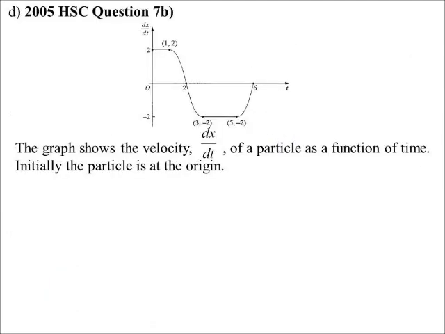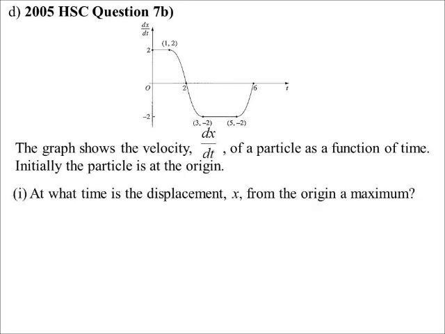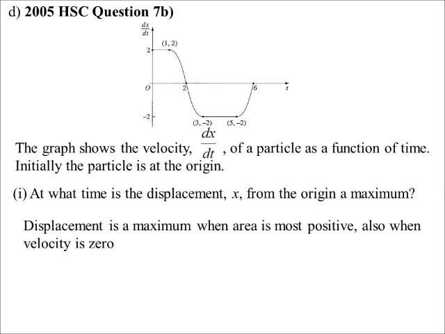All right, let's try this one. Another velocity time graph. Same sorts of questions, I guess. When is the displacement a maximum? If displacement is a maximum, we know that's when the area is most positive, or another way of thinking about it is when the velocity is equal to 0. So we know that's going to happen at t equals 2. Yes, it's also 0 over here at 6, but just looking at those areas, that's going to be a negative value. So it's going to be most positive at t equals 2.